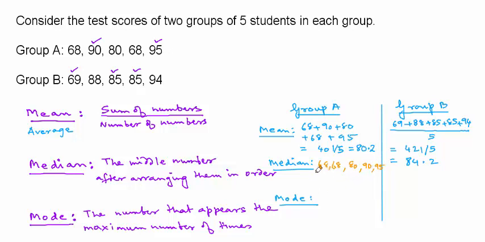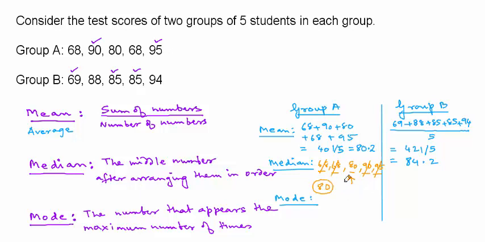Now if you look at these numbers, there are 5 numbers: 1, 2, 3, 4, 5. If you want to go for the middle number, you can cross off 1 from this side and 1 from this side, 1 from this side and 1 from this side. 80 is the middle number. Therefore the median is going to be 80 for group A.